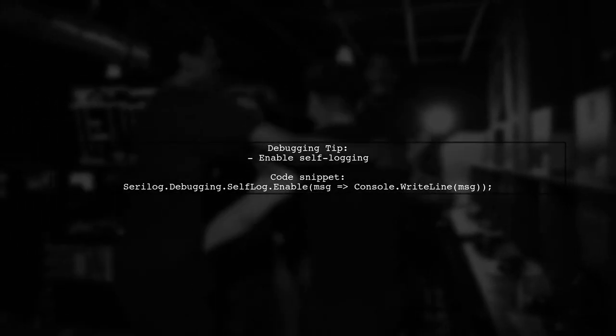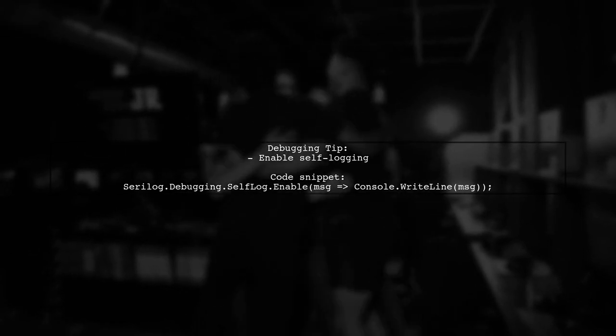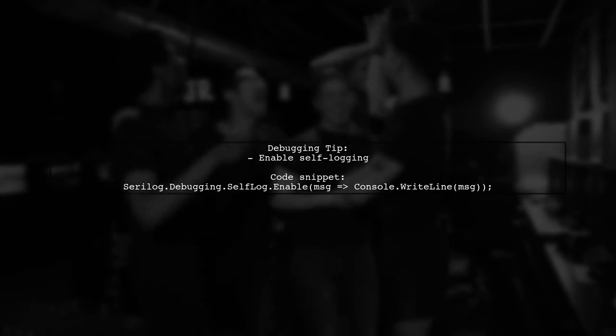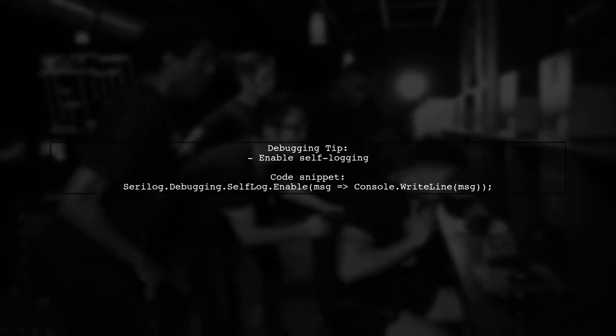For debugging, enable Serilog self-logging to the console. This helps you catch any issues during startup and configuration. Run your application in debug mode to see any messages from Serilog in the console. This will help you troubleshoot any configuration problems.